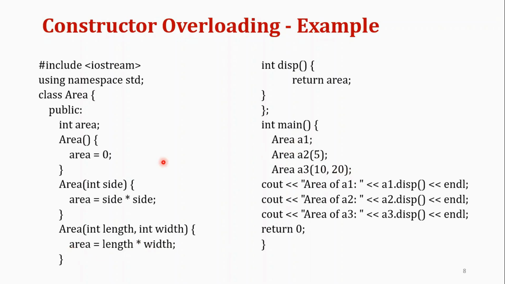For the A1 object, area is 0. For the A2 object, area is 25. For the A3 object, area is 10 into 20, 200. So the respective display function will be called, and the respective area will be displayed over here. Okay. So it's an example of constructor overloading.